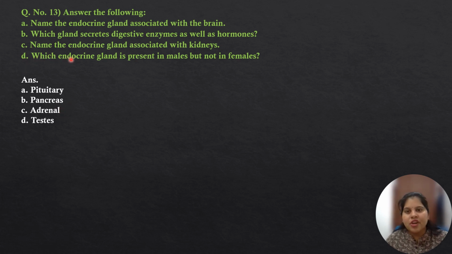Statement D is, which endocrine gland is present in male but not in female. In male, testes is present, which secretes the testosterone hormone, and in female, the ovary gland is present, which secretes estrogen, and this gland is not found in males.